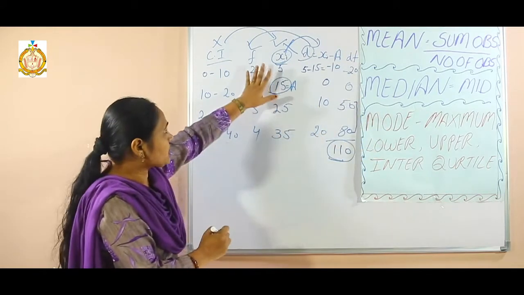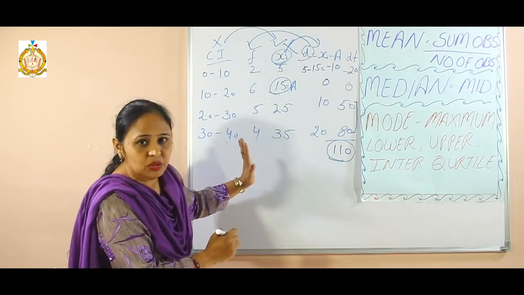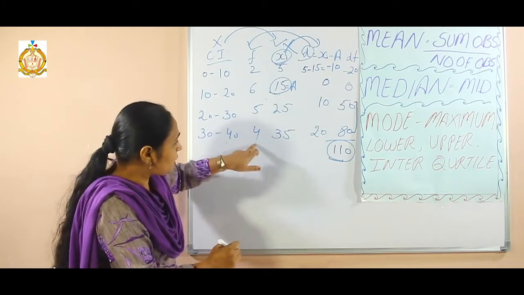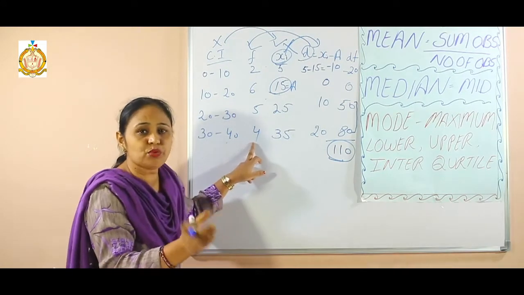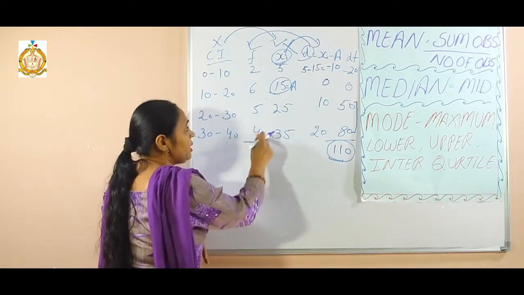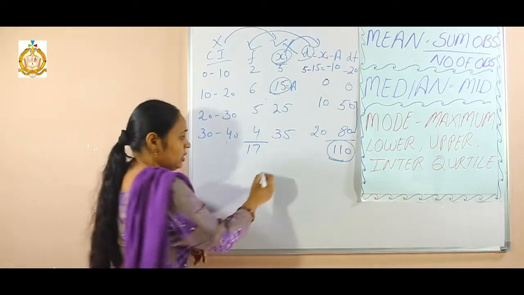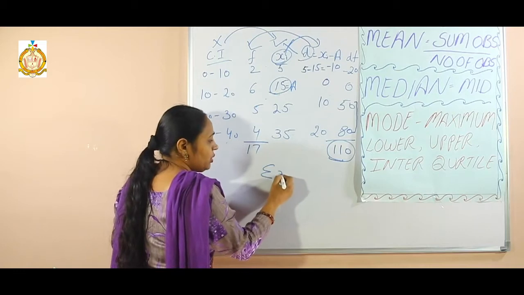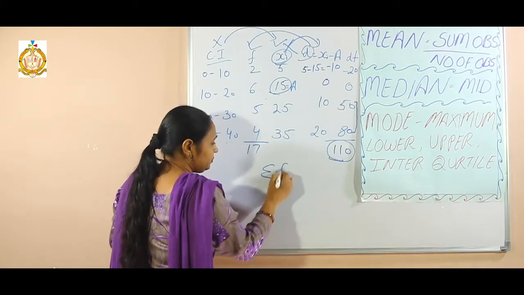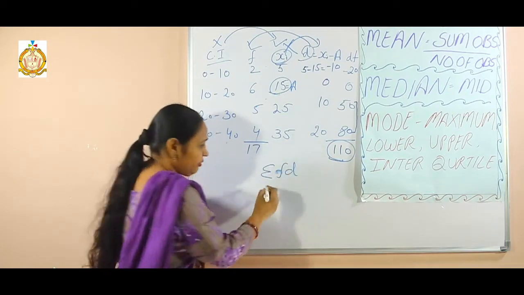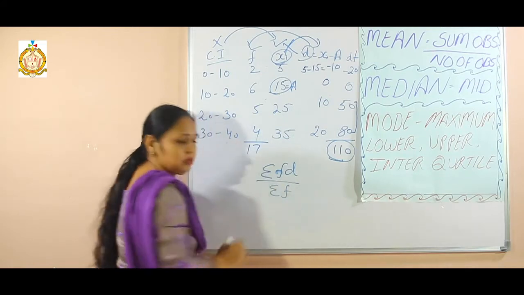Okay. Then I have to take the summation of again which value? That is frequency, because the summation of frequency we have to use for division. Now I take the sum, 9, 6, 15 and 17 is there. Now what to do? Summation of this FD divided by summation of F.